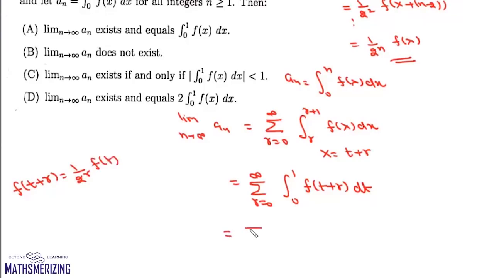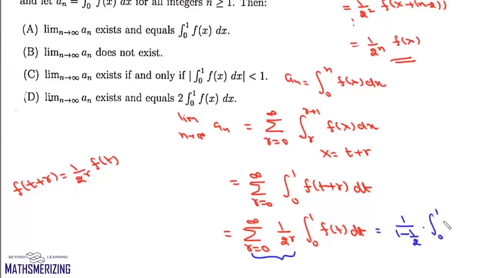So it will be this summation r varies from 0 to infinity of 1/2ʳ, then this integral from 0 to 1 of f(t) dt. Now this is nothing but an infinite GP. Now the sum of this GP will be a upon 1 minus r into this integral from 0 to 1. Now f(t) dt is the same as f(x) dx. So we can write this as 2 times this integral from 0 to 1 of f(x) dx, and that's your option D.